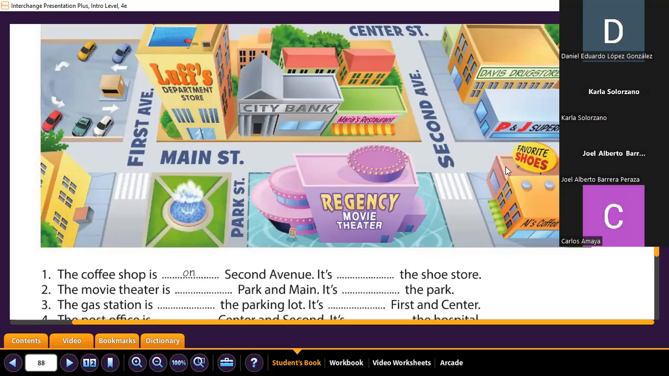Primera prueba. Es el que es cuando está en esquina, ¿verdad? On the corner of Main. And? And Second Avenue. On the corner of Main Street and Second Avenue. Vale, la última. Ahí también está across from the P&G supermarket and next to?